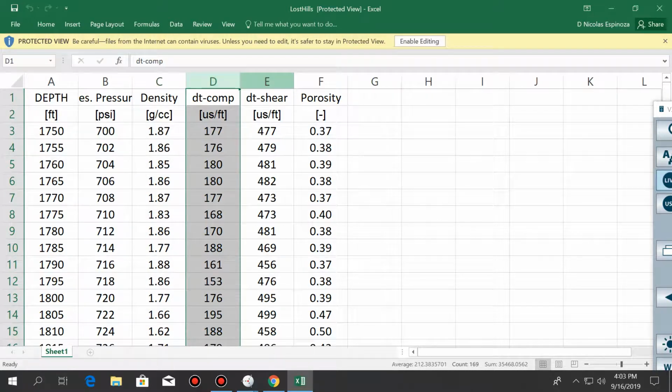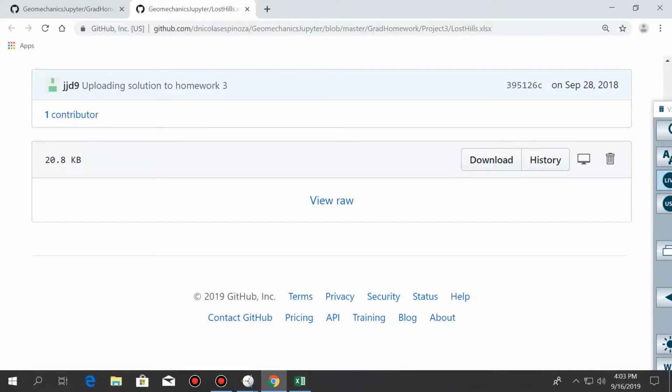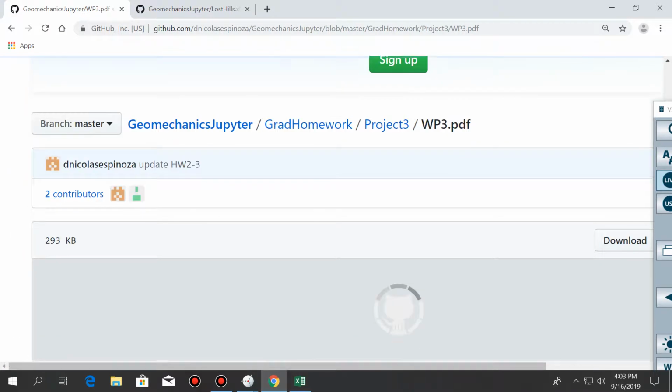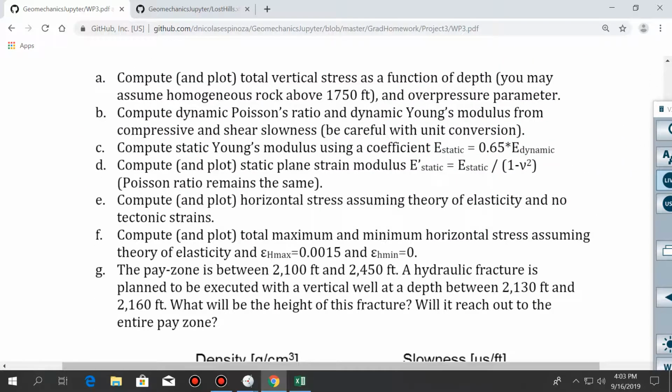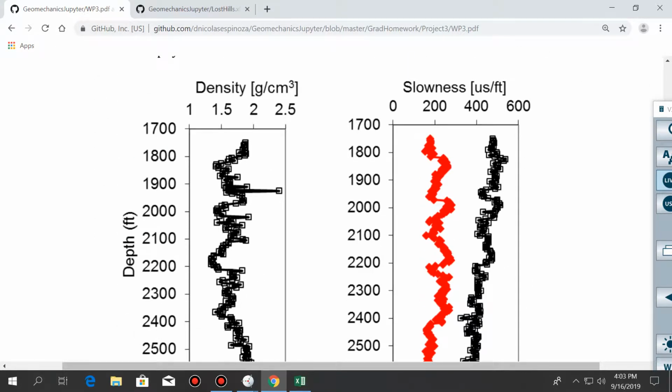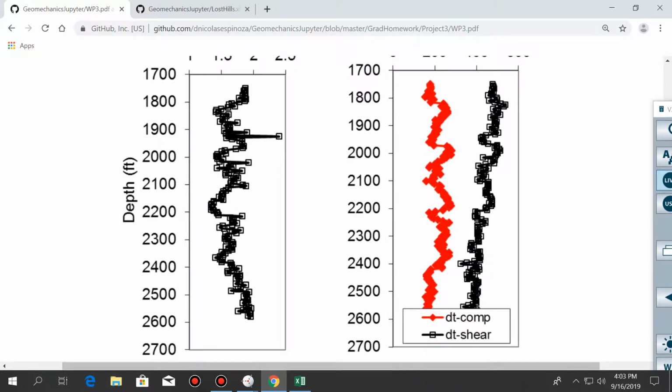But in addition now, we have 2 other properties. We have compressional wave velocity and shear wave velocity. Those 2 depend on the mechanical properties of the rock. And we can utilize the theory of linear elasticity to combine those 2 measurements and calculate a Young modulus and a Poisson ratio. So with these 2 velocities, or in this case slowness, we're going to build a mechanical model of the subsurface.